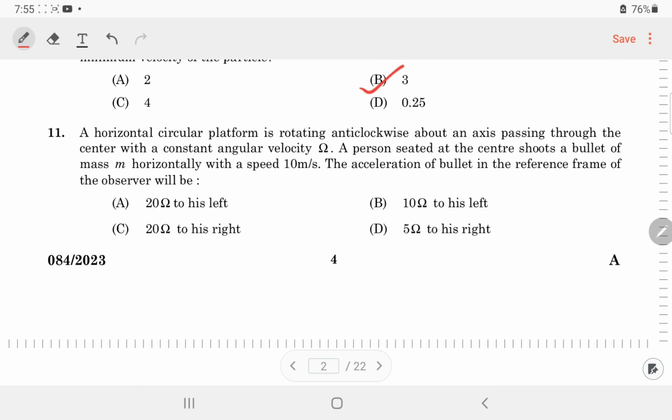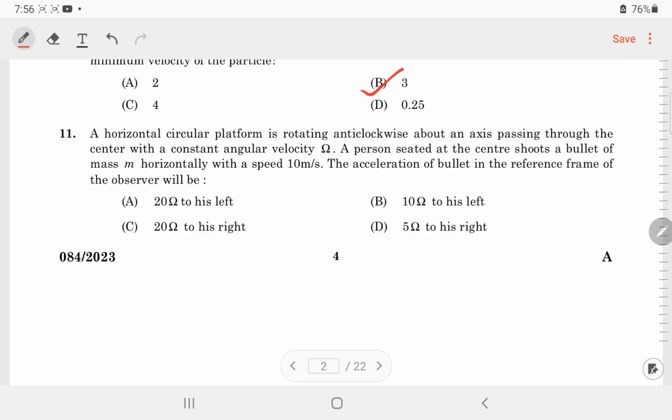Next question. A horizontal circular platform is rotating anti-clockwise about an axis passing through the center with a constant angular velocity omega. A person seated at the center shoots a bullet of mass m horizontally with a speed of 10 meters per second. The acceleration of the bullet in the reference frame of the observer will be. The answer is option A, that is 20 omega to his left, that is 20 times the constant angular velocity to his left.